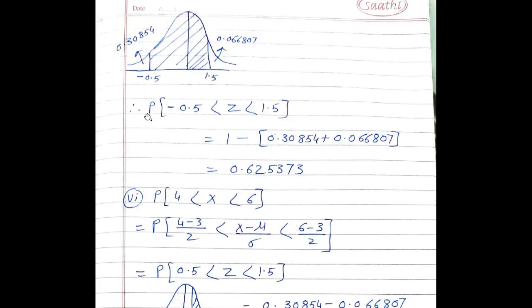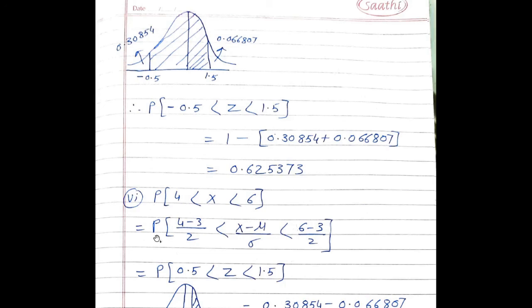So I can write probability minus 0.5 less than z less than 1.5 as 1 minus 0.30854 plus 0.066807. So the total of these two values we will subtract from 1. So the final answer is 0.625373.